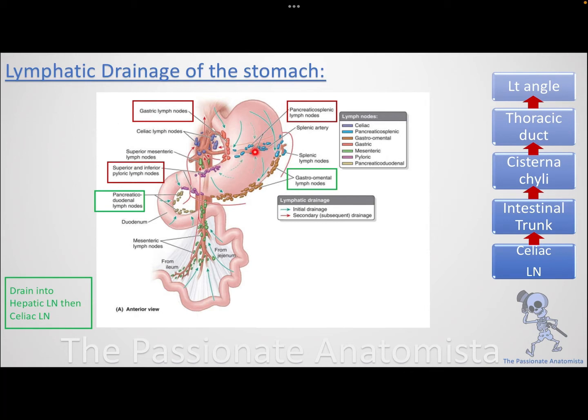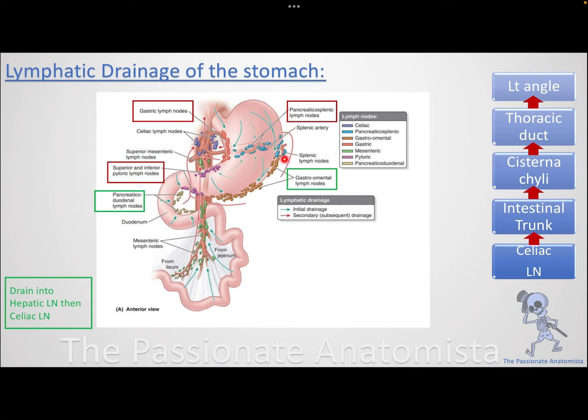We have another group of lymph nodes that extend from the spleen all the way to the pancreas. So we call it pancreatico-splenic lymph nodes. All right. So here we have the pancreas at that point, and that is basically around the splenic artery. So most of the upper part of the stomach drains into the pancreatico-splenic lymph nodes.